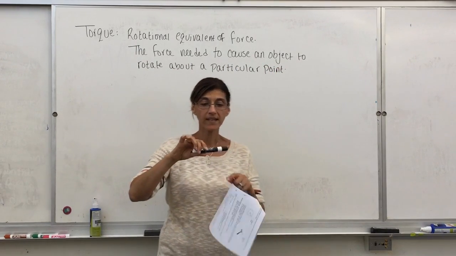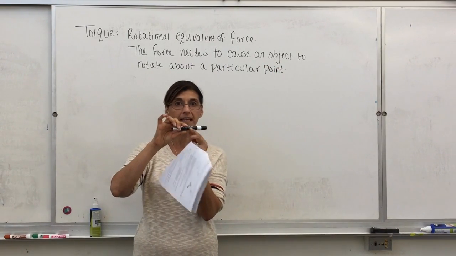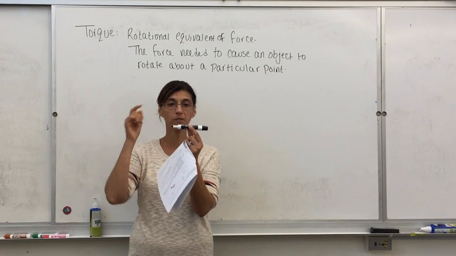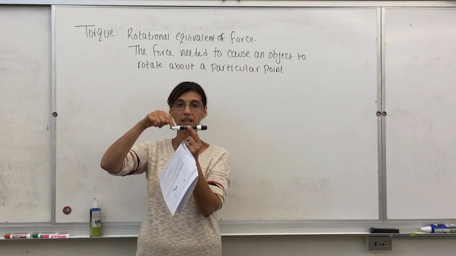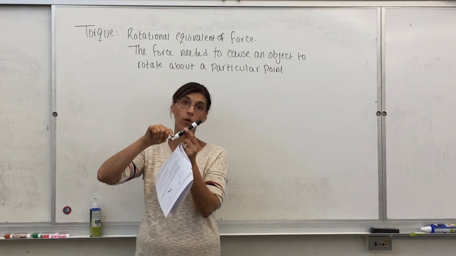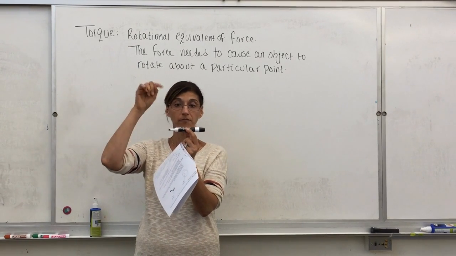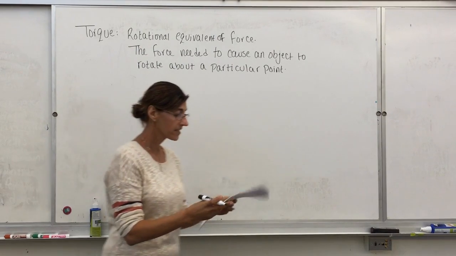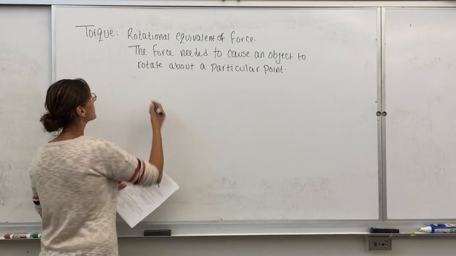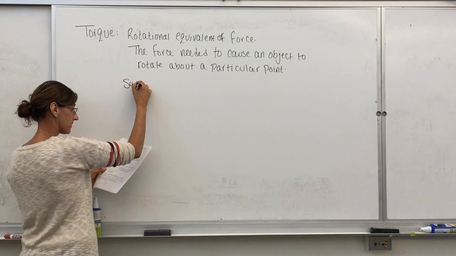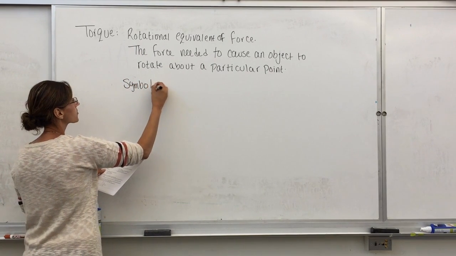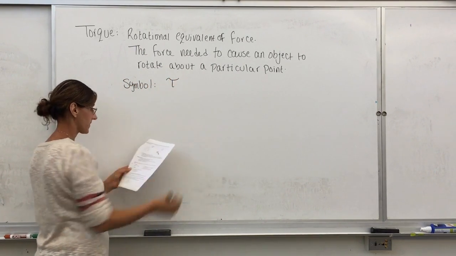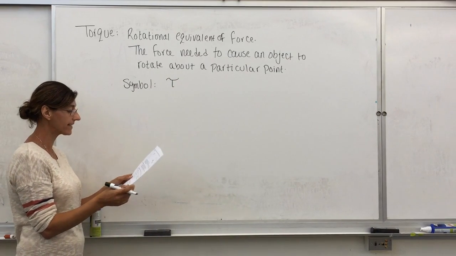So if you have an object and it's sort of pivoting and you want to make it rotate, you want to push down on it, what you need to do is apply torque, which is the equivalent of force, but it's the force to make something rotate. Okay? So the symbol we will use for torque is tau. Funny looking T sign.